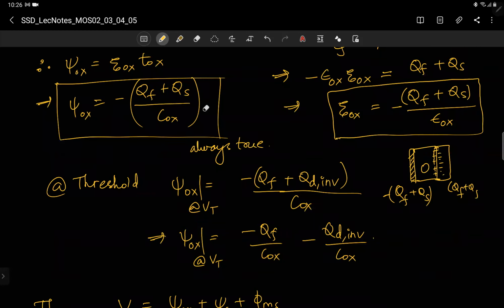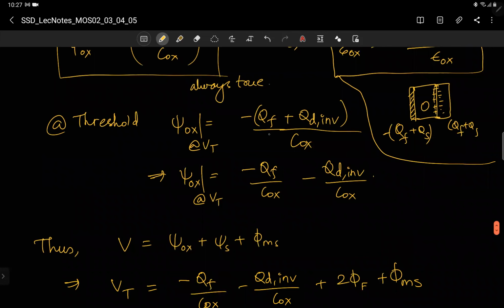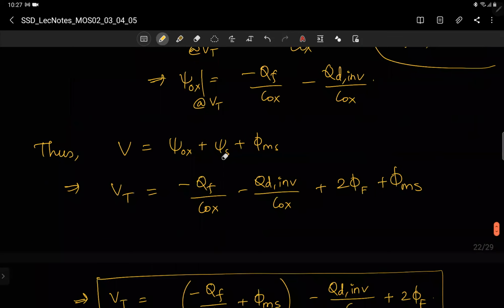We have not used any condition yet. But now at threshold, what is Ψox? Ψox at Vt is equal to, QF will not change, QS becomes Qd inversion because it is threshold. So minus QF by Cox, and minus Qd inversion by Cox. Now, from V equal to Ψox plus Ψs plus phi ms, which is valid in general, you substitute Ψox here, and Ψs is 2 phi f.